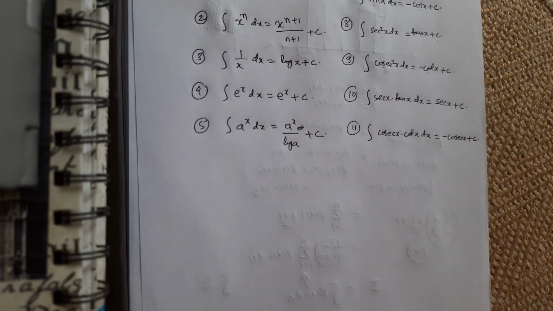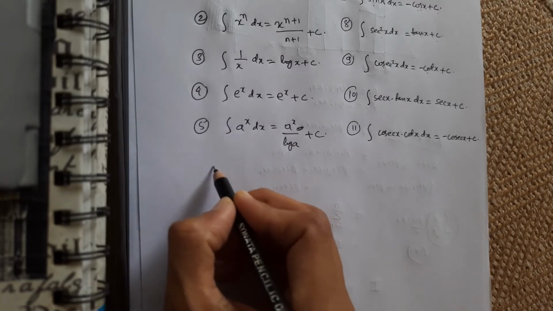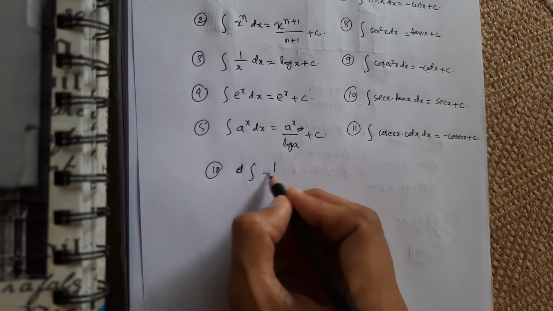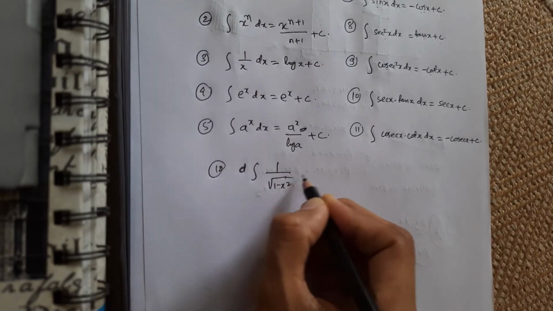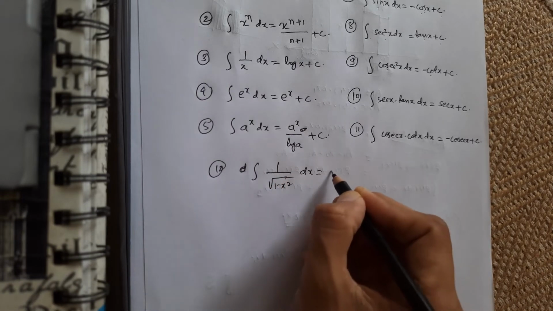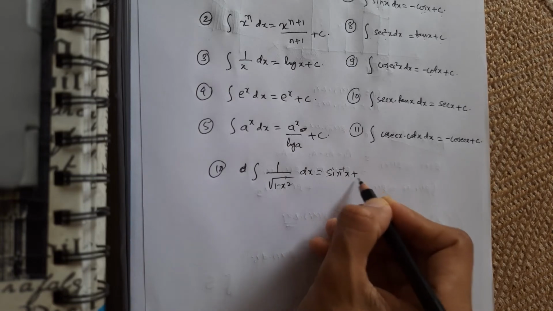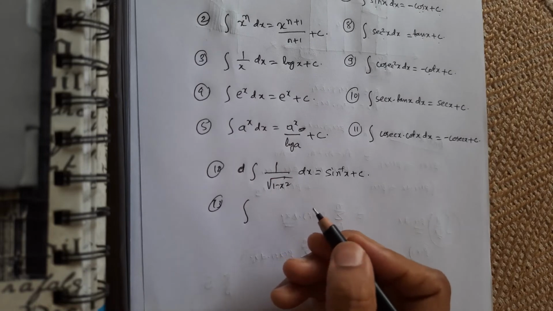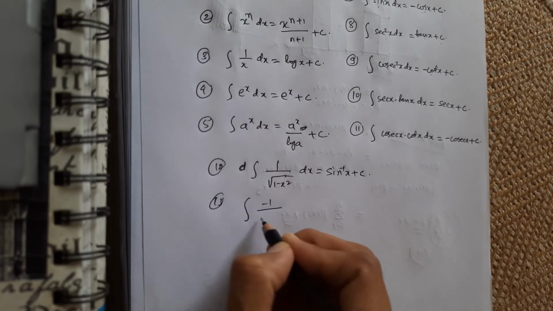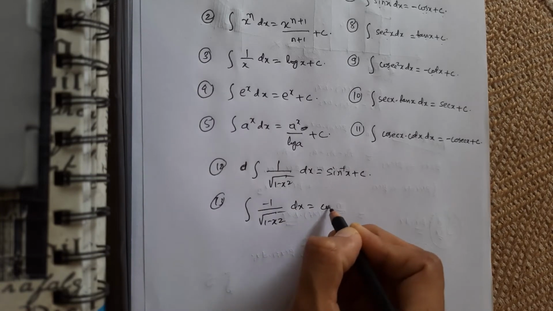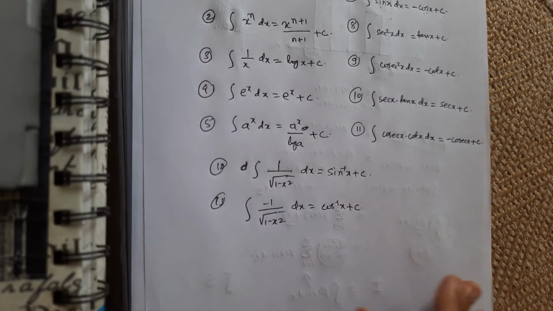Now inverse functions formulas are also there. So for example, 12 I am writing here that integration of 1 upon root 1 minus x square dx is what, which function's derivative is this? Yes, right, sine inverse x plus c, correct. So 13 is integration minus 1 upon root 1 minus x square dx is cos inverse x plus c.